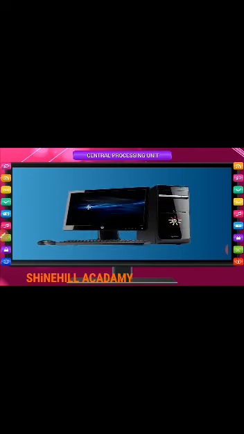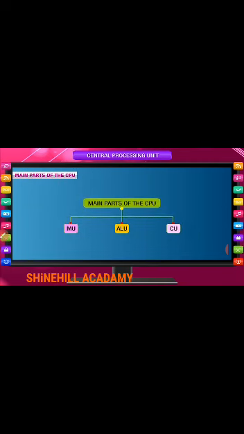Let us understand more about the CPU. The CPU is the brain of the computer, where it receives and stores information. It makes calculations and sends results to the output devices. The CPU is also known as the system unit. Input devices and output devices are the peripherals attached to it. The three main parts of the CPU are MU, ALU and CU.